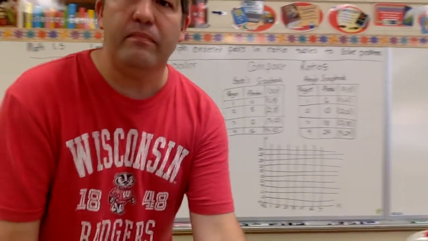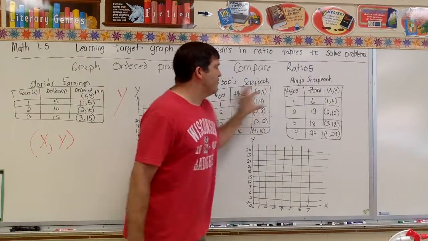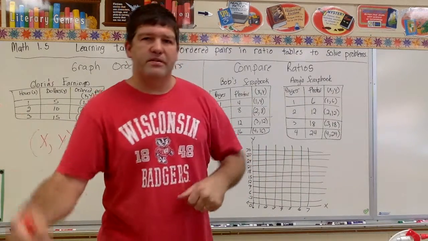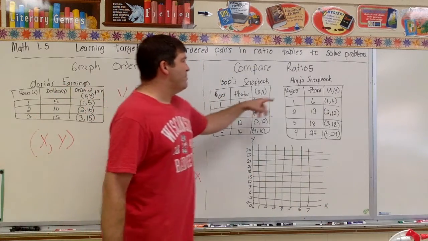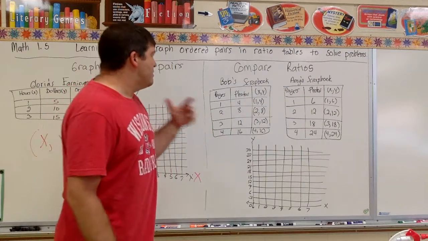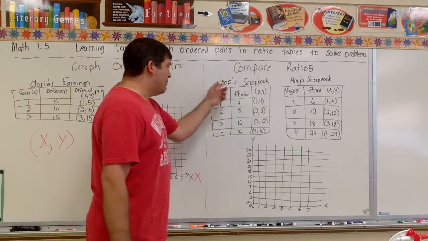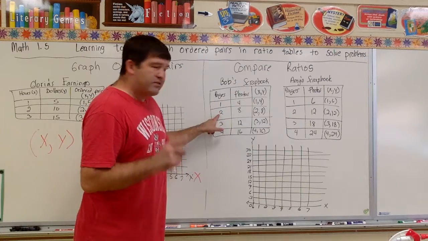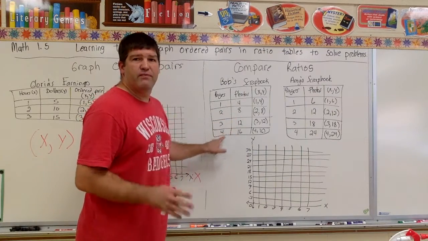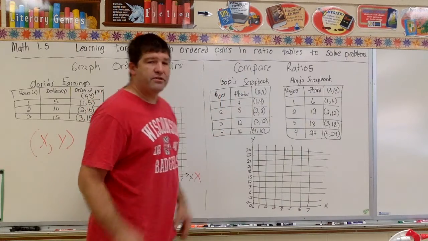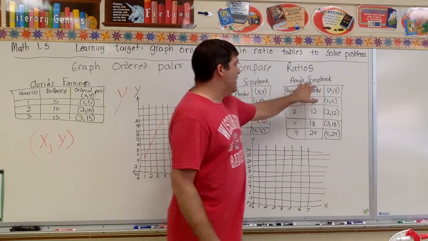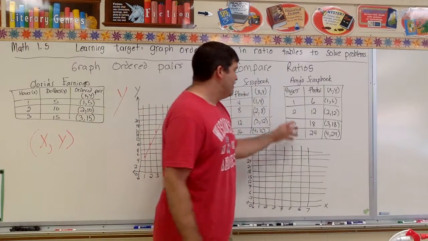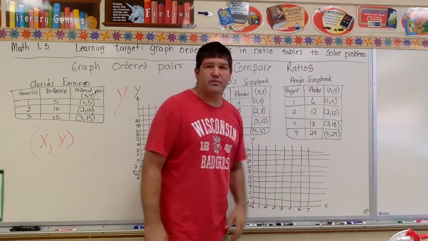Now, if you have two tables, you can use the graph to compare, to see what's happening to one person more than another. Here we have Bob's scrapbook and Amy's scrapbook, and they have a certain number of pages to photos. For Bob, on one page he has 4 photos. That's the ratio, 1 to 4, because with 2 pages he has 8. With 3 he has 12, and 4 is 16. Now, Amy's scrapbook has 1 page with 6 pictures, her ratio, 1 to 6. So 2 to 12, 3 to 18, and 4 to 24.